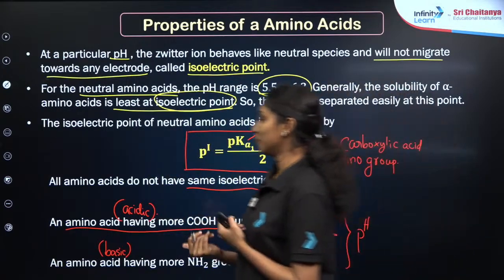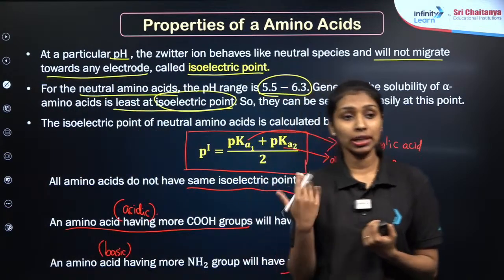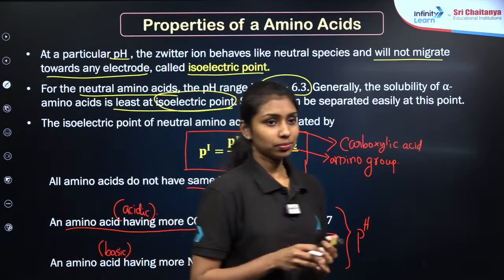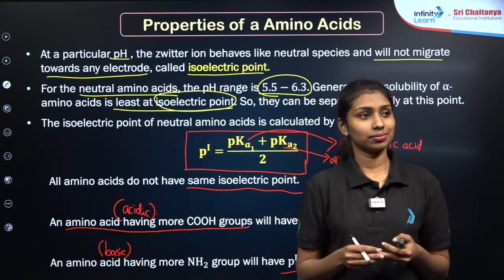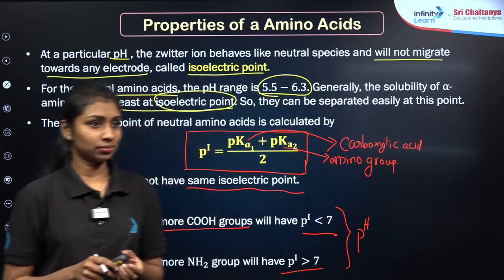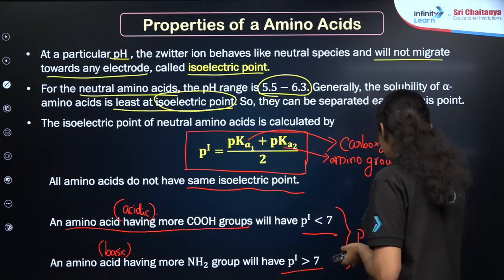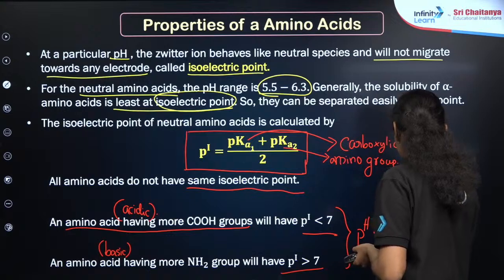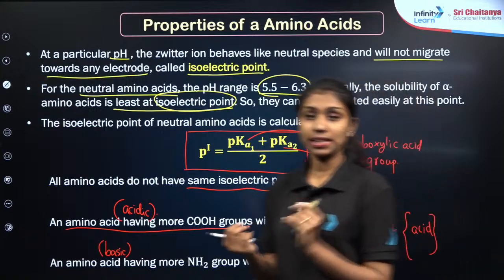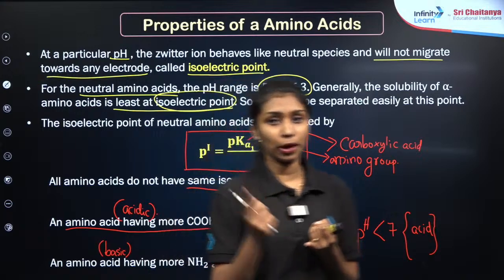Okay, what about the answer here? If you are considering an acid, what will be the pH? Will it be less than 7 or more than 7? Less than 7, right? So if you are considering an acid, it should be less than 7. Similarly, whenever we are considering acidic amino acids, the pH is related to the isoelectric point. So similar to the pH, the isoelectric point will be less than 7.